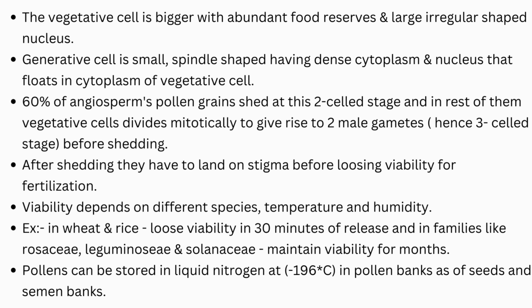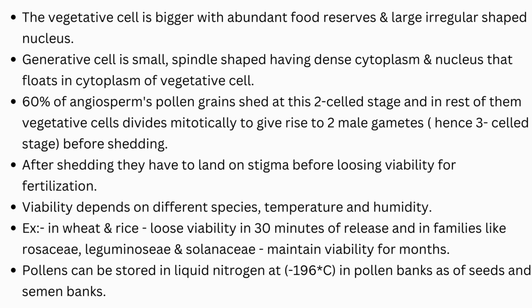As I mentioned before, 60% of angiosperms shed pollen grains at this 2-cell stage, and in the rest of them the vegetative cell divides mitotically to give rise to 2 male gametes, hence a 3-celled stage before shedding. After shedding, they have to land on the stigma before losing viability for fertilization. Viability depends on different species, temperature and humidity.